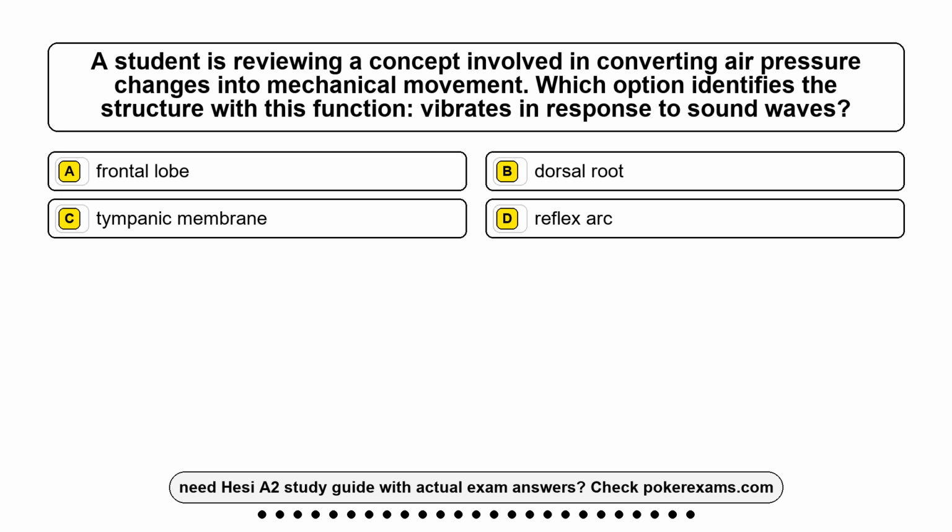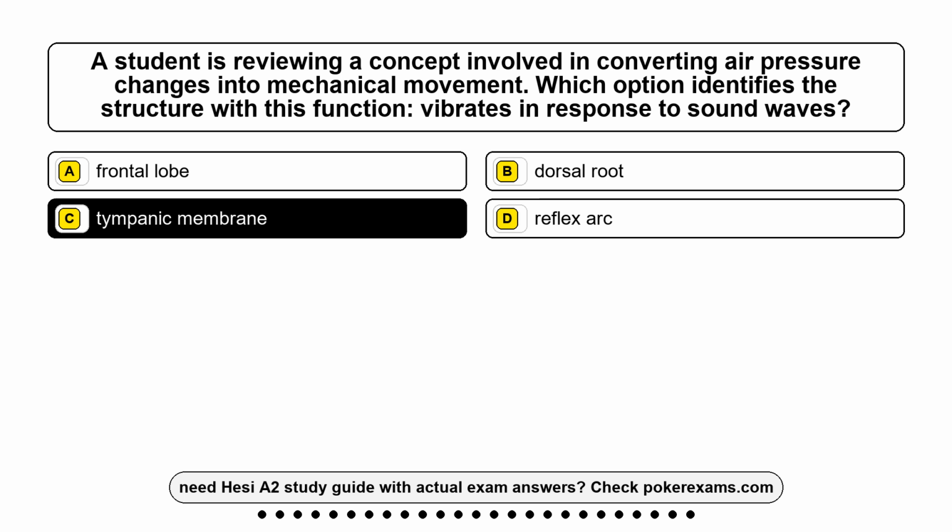Question 20. A student is reviewing a concept involved in converting air pressure changes into mechanical movement. Which option identifies the structure with this function, vibrates in response to sound waves? Option A, frontal lobe. Option B, dorsal root. Option C, tympanic membrane. Option D, a reflex arc. The correct answer is option C, tympanic membrane.